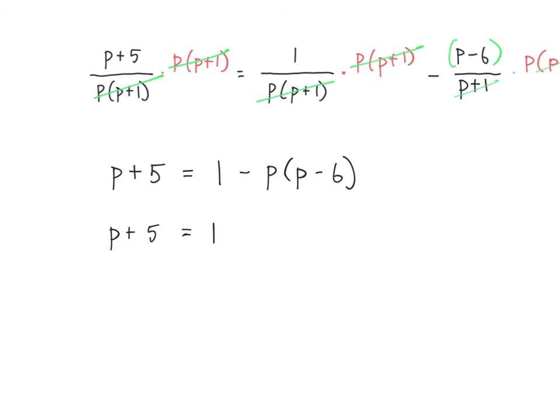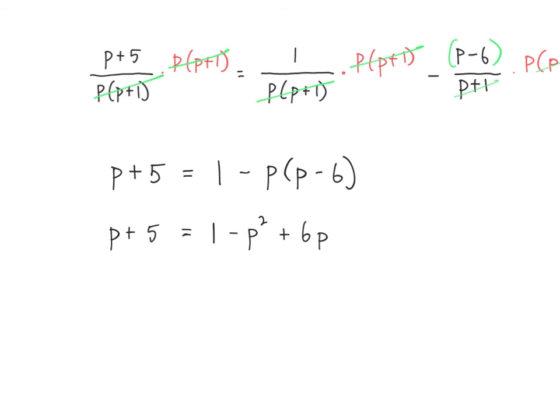Okay, so we always have to get rid of parentheses in these. So we have this minus p that'll distribute to each of these. So it's minus p times p, minus p squared. And then minus p times minus 6. Negative times a negative is a positive. So it's a positive 6p.